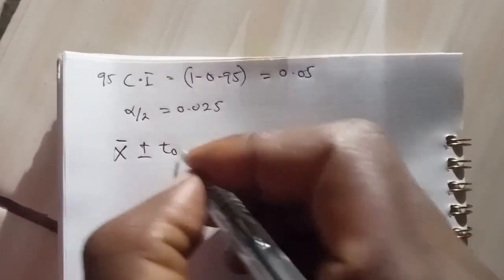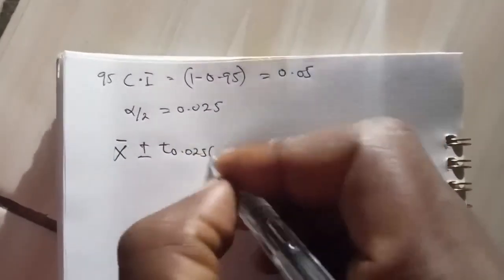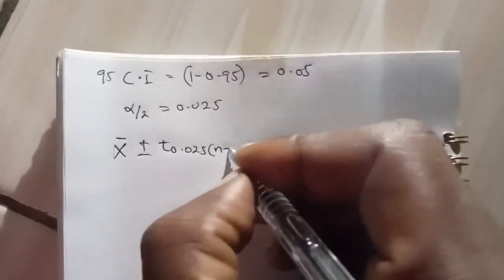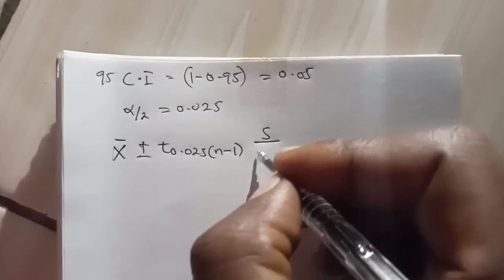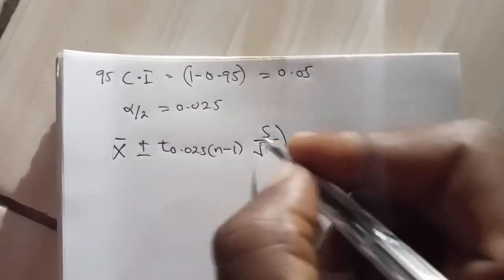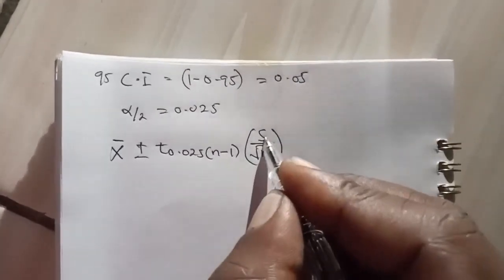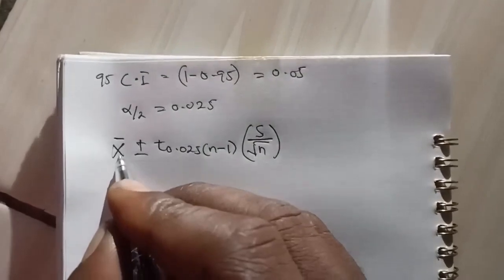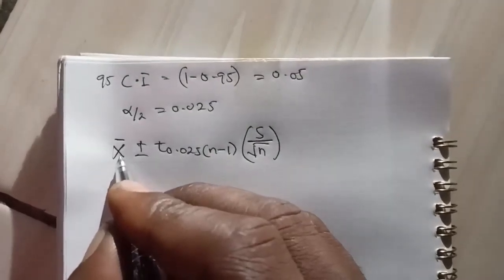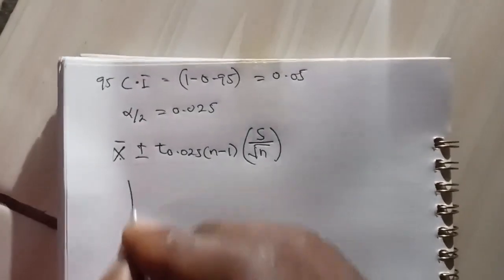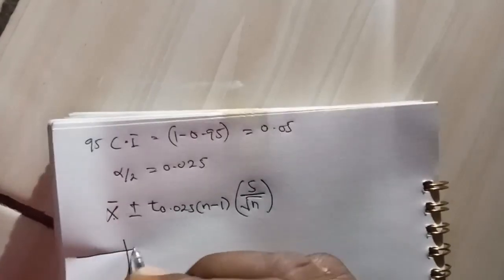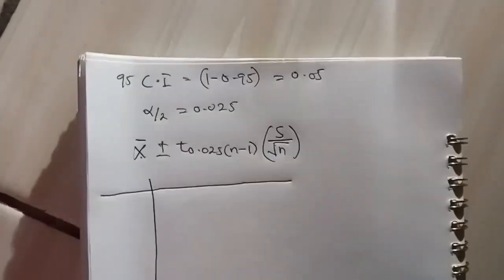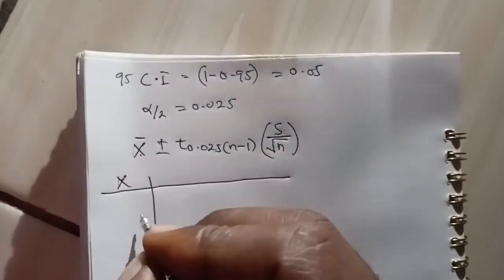0.025, with degree of freedom n minus 1, then we have the standard deviation over the square root of the sample size. Now we're not given the standard deviation, and we're not given the sample mean, but we're given the values. So we need to calculate our sample mean and then the standard deviation. So let's write down the values.